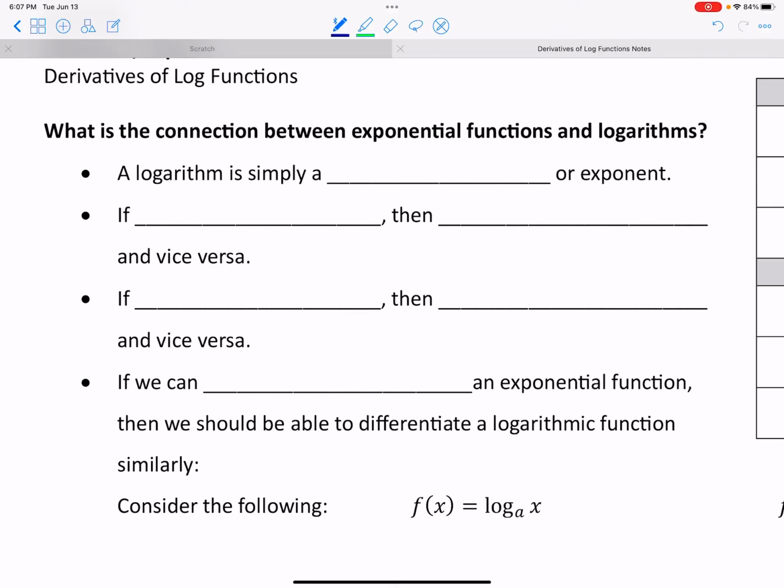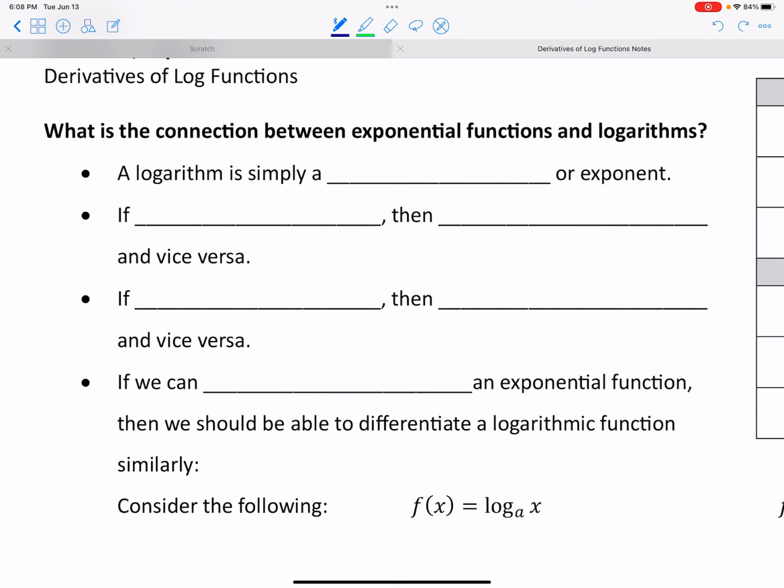Hello, welcome to our lesson on derivatives of log functions. So how are we going to take the derivative of something like f of x equals the log base a of x? This is really easy to do if we know the connection between logarithms and exponential functions, which we talked about in our previous topic.